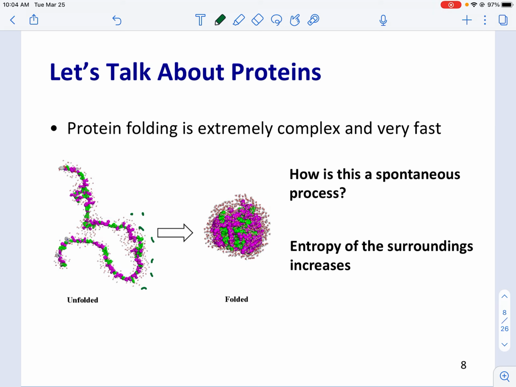When you fold a protein, they all get excluded because proteins don't tend to have very much water trapped inside of them. So all the waters that were associated with the protein are now free. And so you increase the entropy of the surroundings that way.